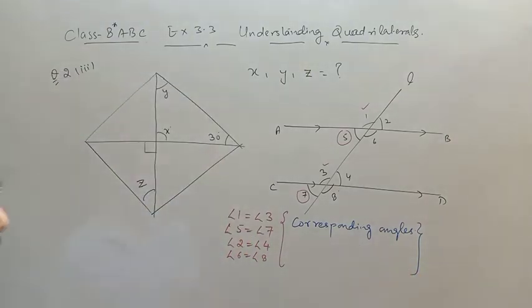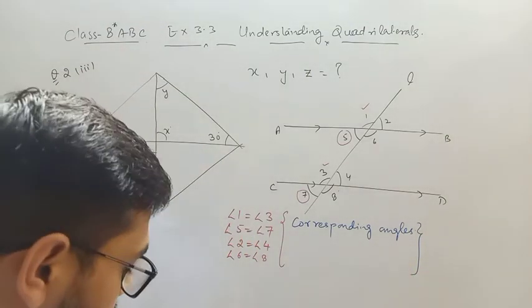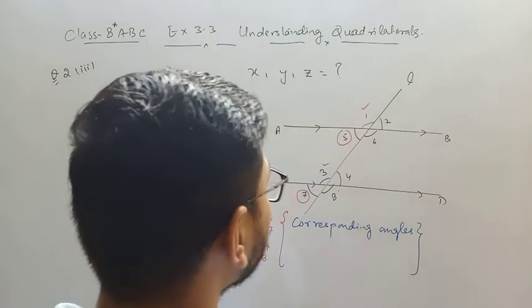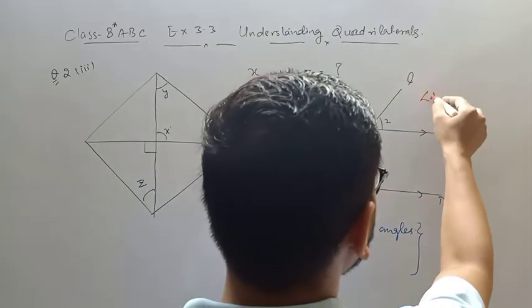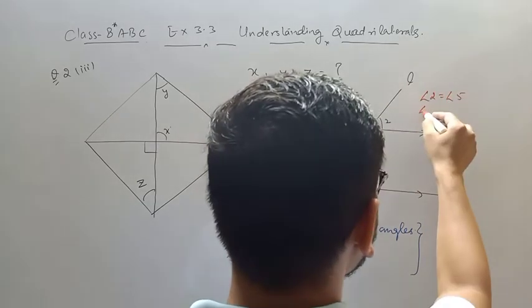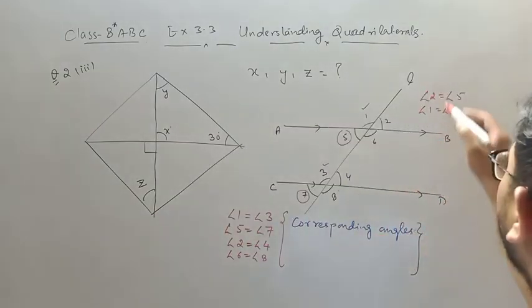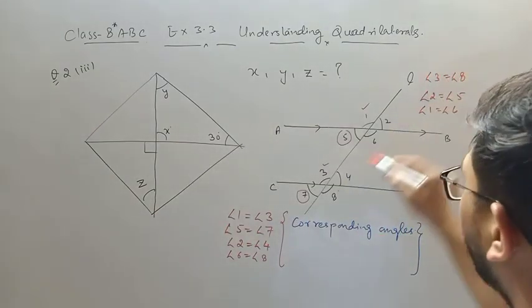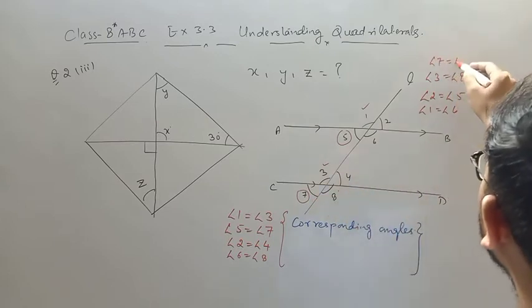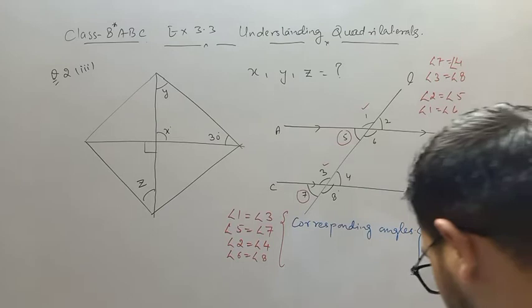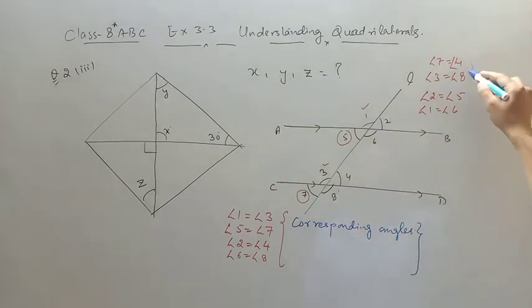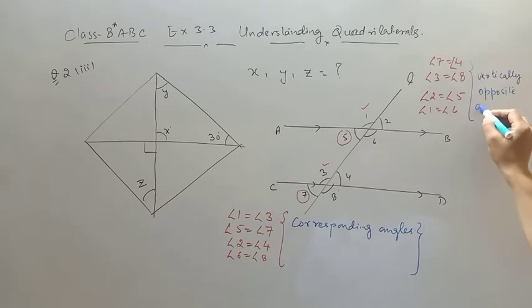Now the next type of angles are vertically opposite angles. So you can say angle 2 is equal to angle 5, angle 1 is equal to angle 6, angle 3 is equal to angle 8, and angle 7 equals angle 4, and the logic behind these is vertically opposite angles.